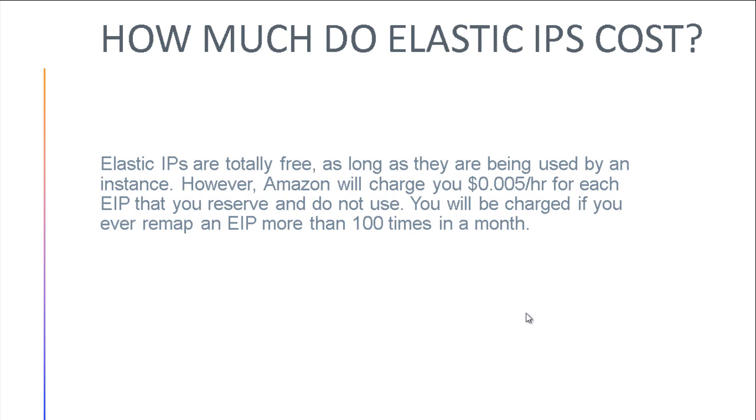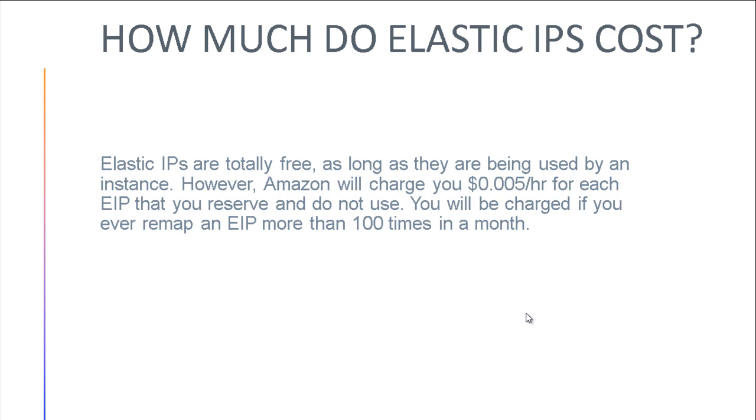How much does an Elastic IP address cost? Elastic IP addresses are totally free as long as they are being used by an instance. However, Amazon will charge you $0.005 per hour for each Elastic IP address that you reserve and do not use. You will also be charged if you ever remap an Elastic IP more than 100 times in a month.